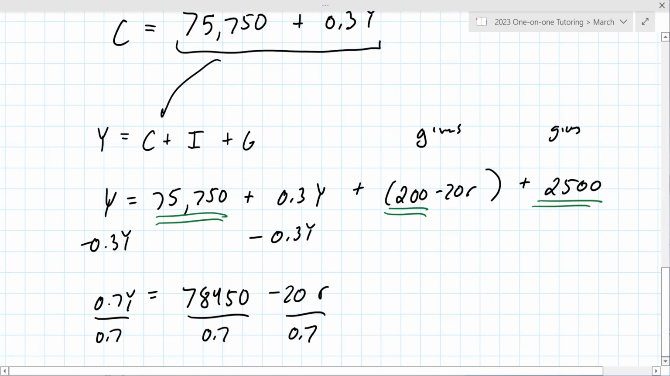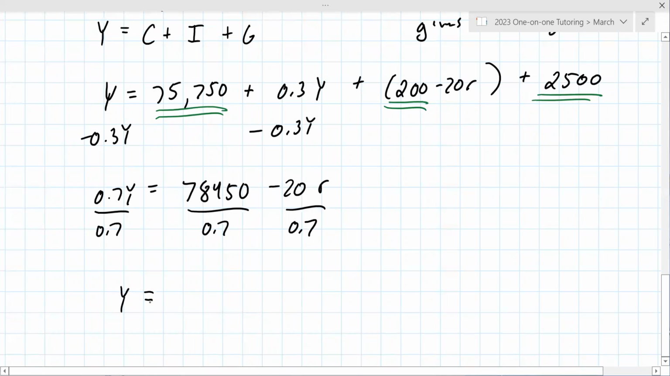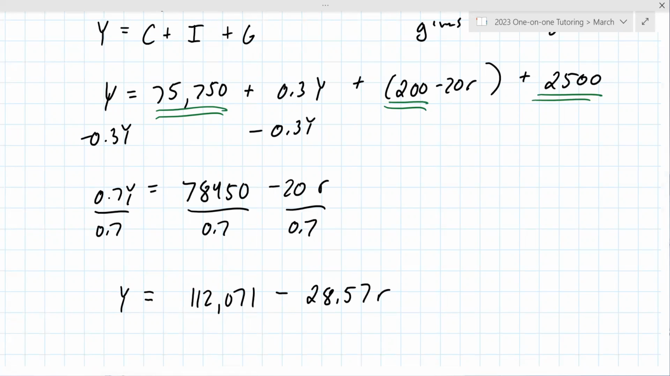And this produces some decimals. 112,071 minus 28.57 r. Okay, that actually was not bad. That was just like a lot of work.